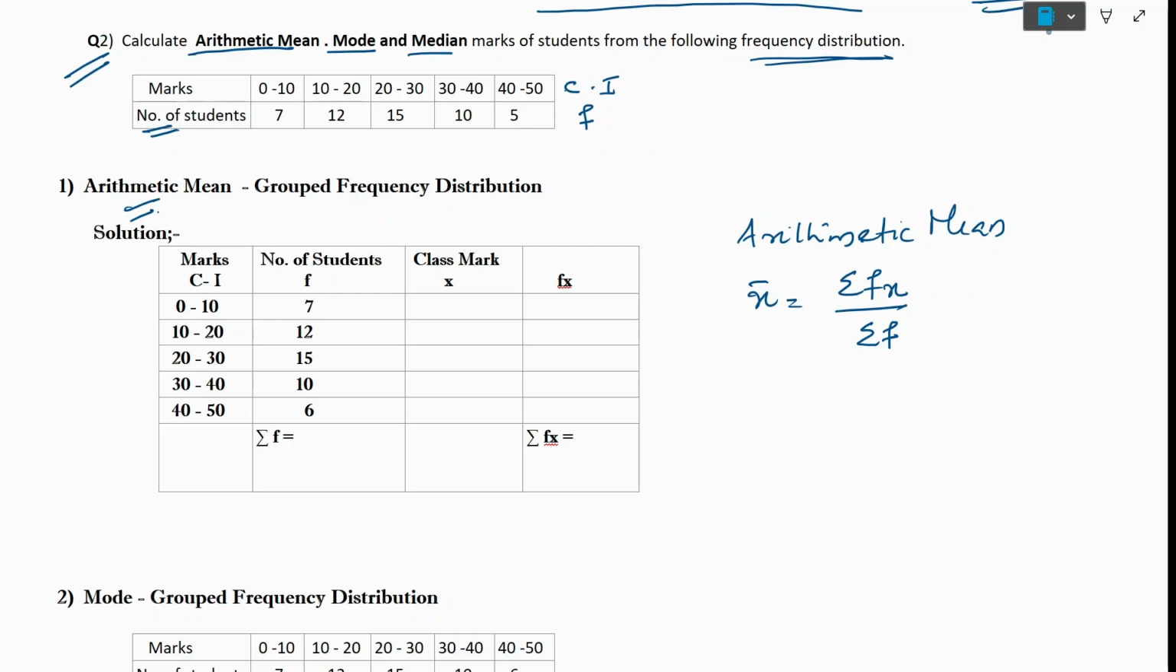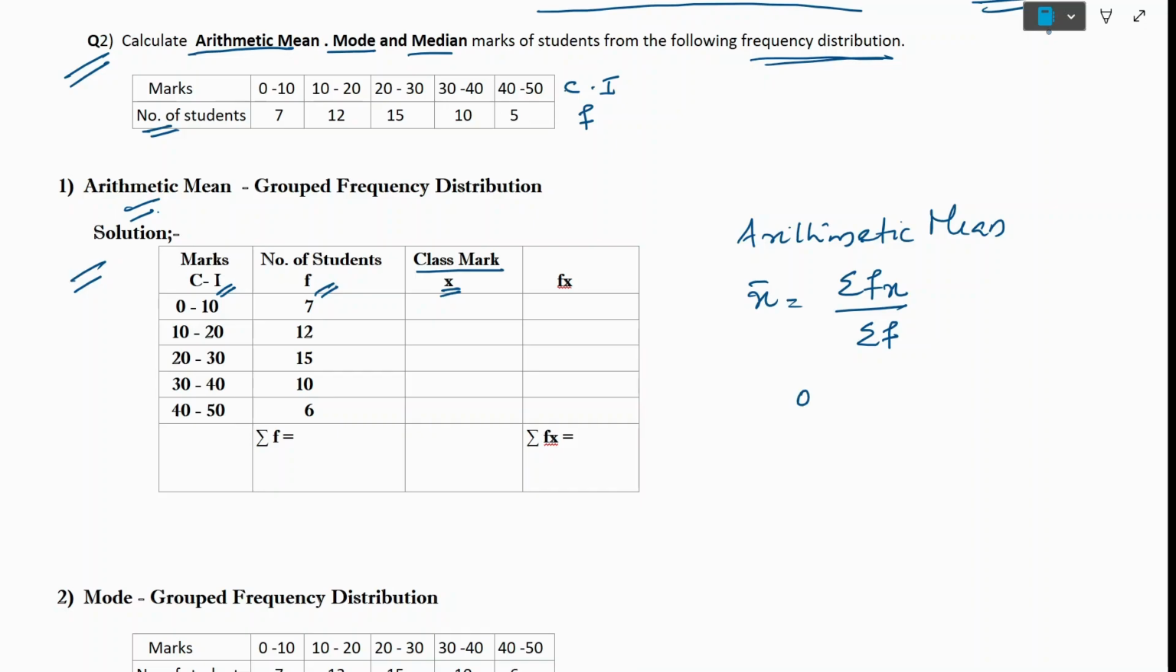Therefore, here first step we are going to construct the table, but we need the table with 4 columns. For discrete data, only 3 columns. Therefore, here first class interval, next f, that is from the question we copied. Second, third column, that is class mark. What is class mark? That is denoted by x. Class mark is the midpoint of the corresponding class interval.